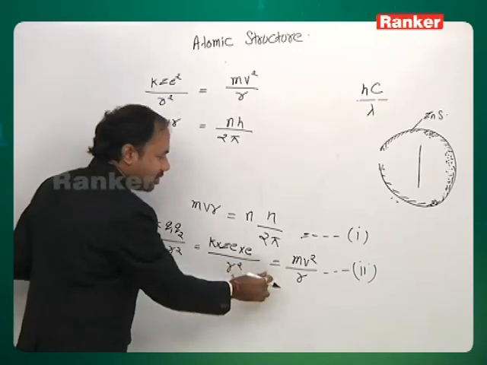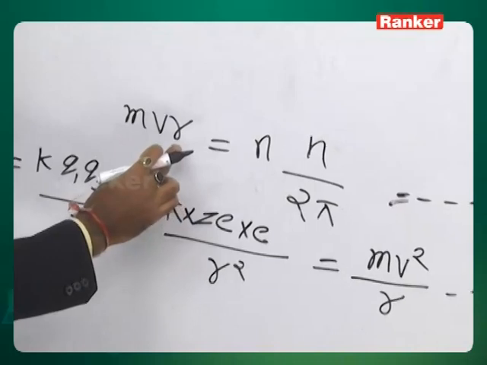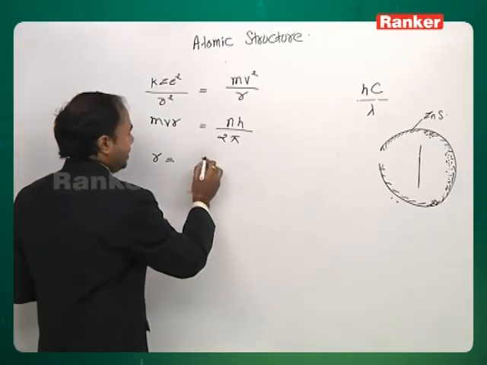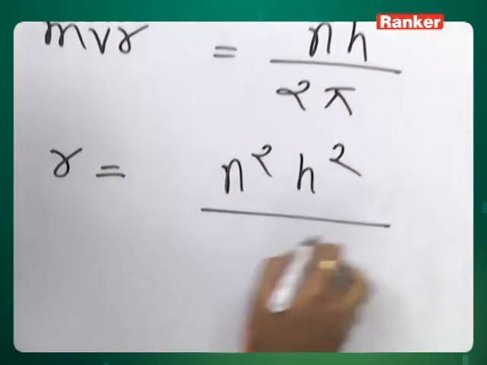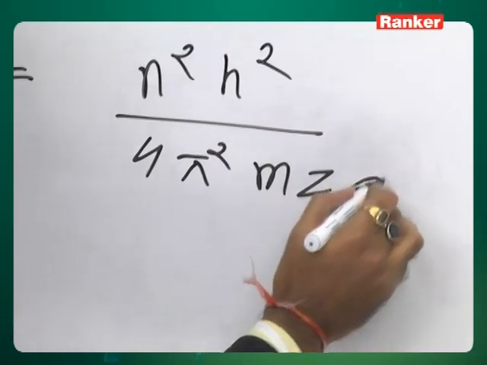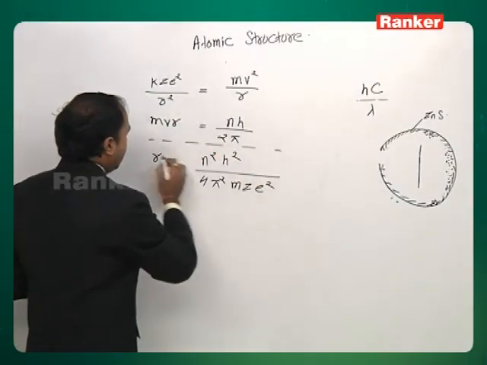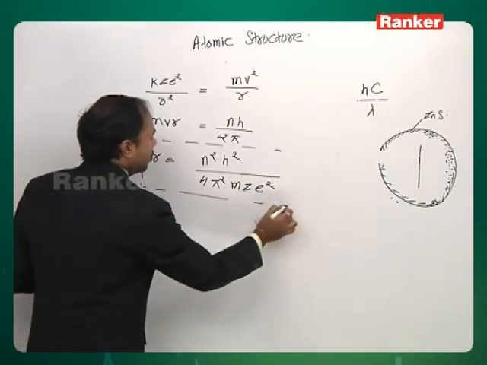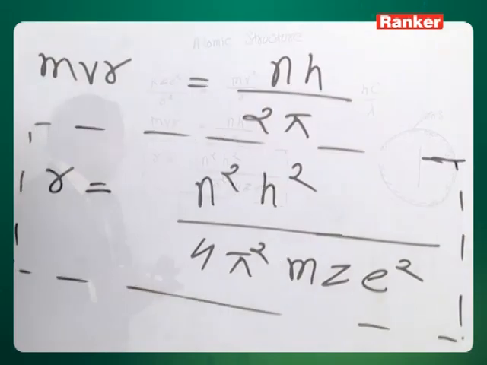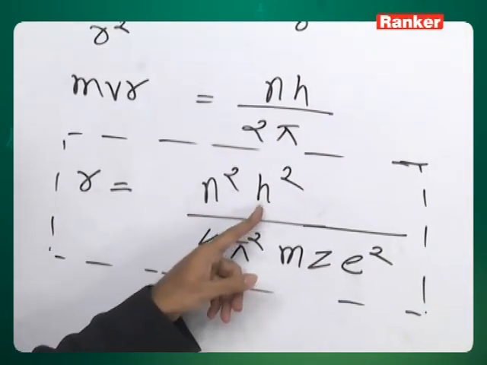If we calculate v from here and substitute in this equation, and similarly calculate r, we get r equal to n square h square upon 4 pi square m Z e square. This is the formula we get for the radius of a particular orbit. In this formula, n is the orbit number and h is Planck's constant, which is a constant.